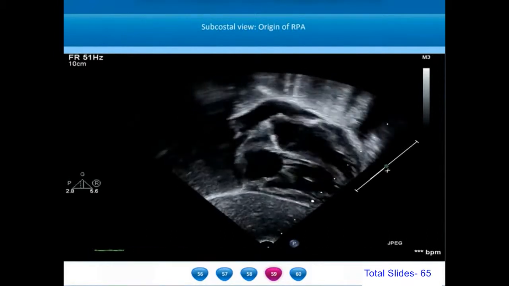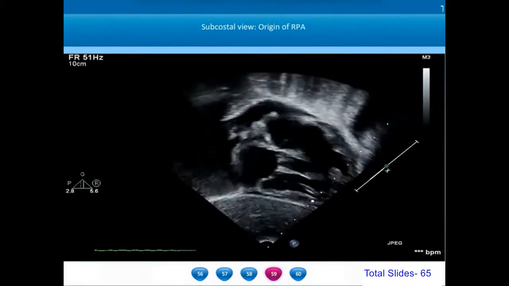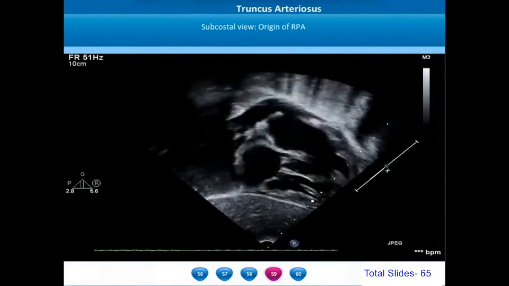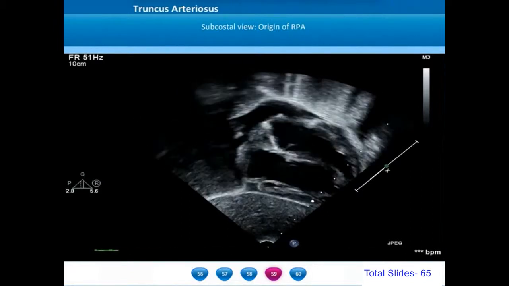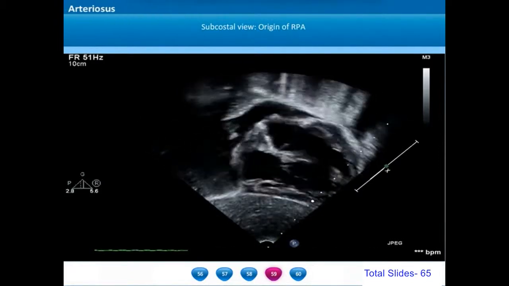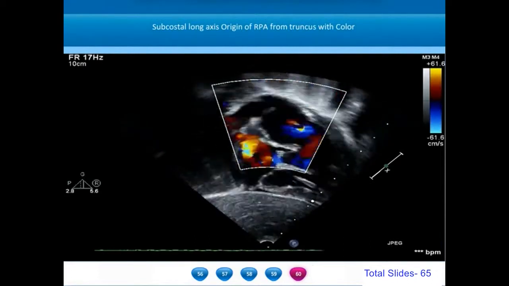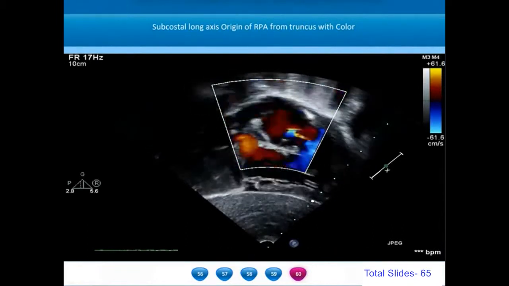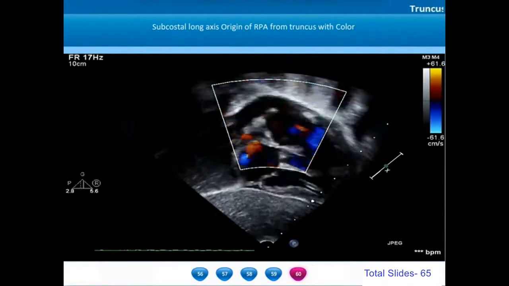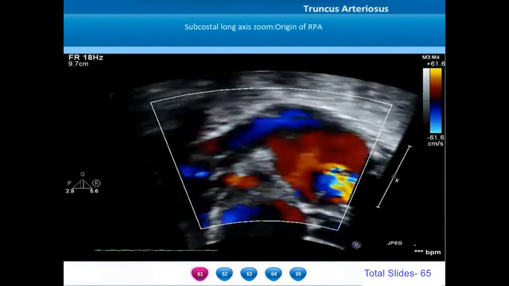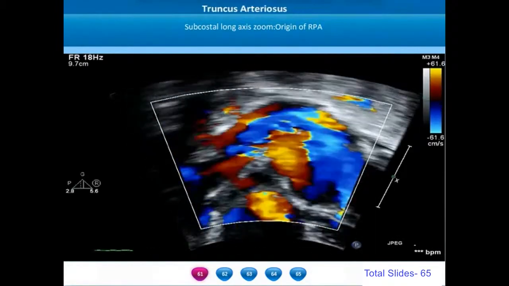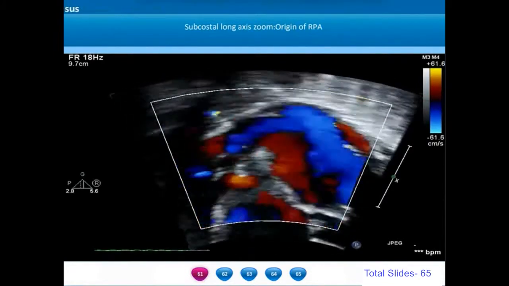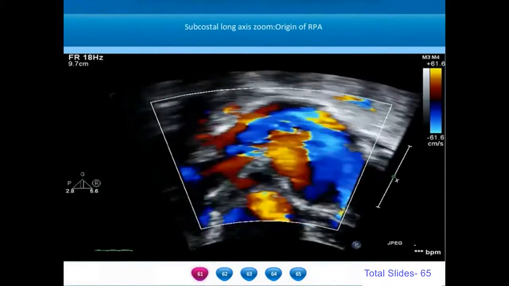In subcostal coronal view, we can appreciate the trunk with origin of the right pulmonary artery from the leftward wall of the trunk. We notice that there is no left pulmonary artery origin at all. On a color flow Doppler, we can notice the color flows from the trunk to the right pulmonary artery with absence of color flows towards the left side. A magnified view from the subcostal view shows the right pulmonary artery arising from the leftward wall of the trunk and absence of left pulmonary artery.